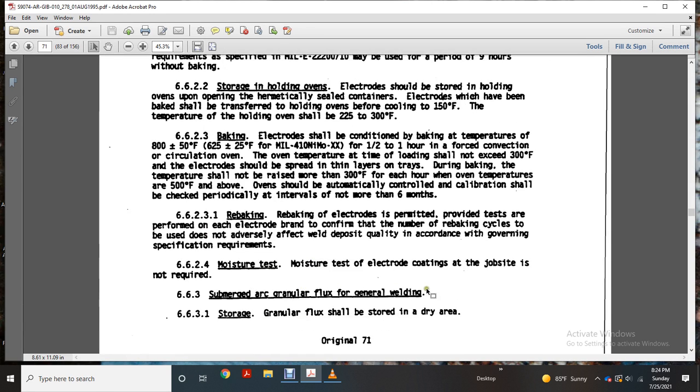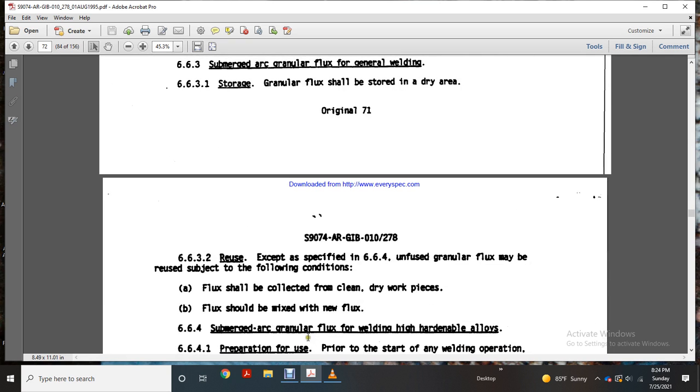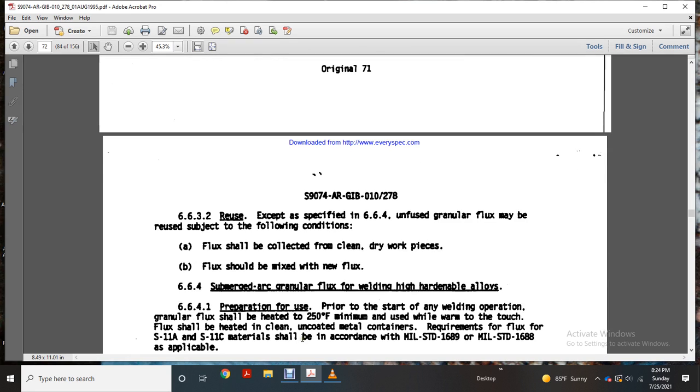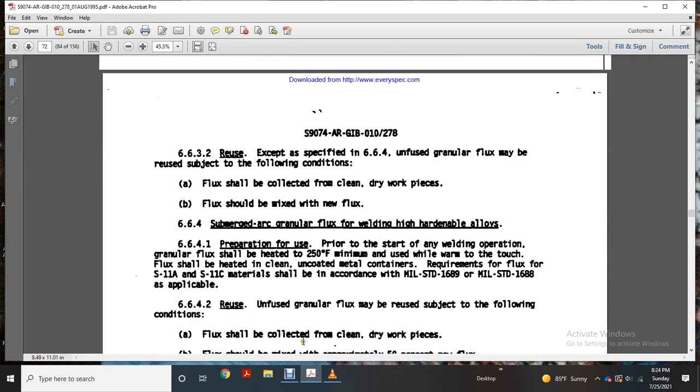Submerged arc granular flux for general welding. Storage: granular flux should be stored in a dry area. Reuse: except as specified in 664, unfused granular flux may be reused subject to the following conditions. Flux should be collected from a clean and dry workpiece. Flux should be mixed with new flux. Submerged arc granular flux for welding high hardened alloys: prior to the start of any welding operation, granular flux should be kept at 250 degrees minimum while warm. The flux should be kept in clean, uncoated metal containers.